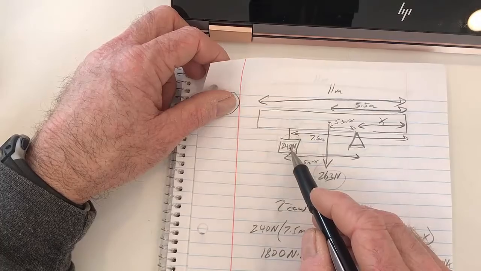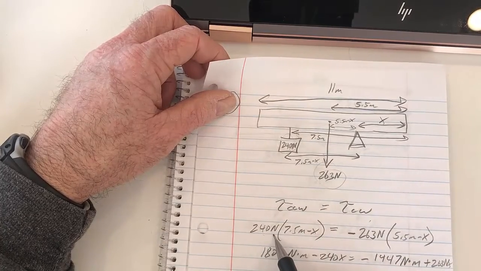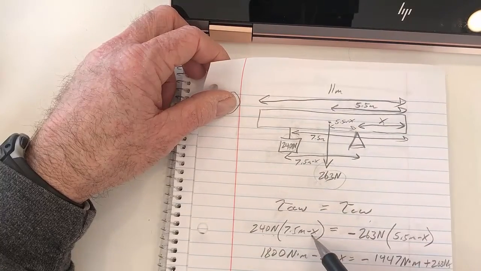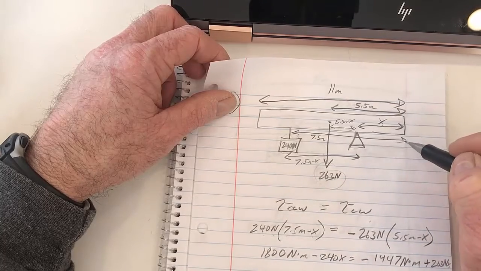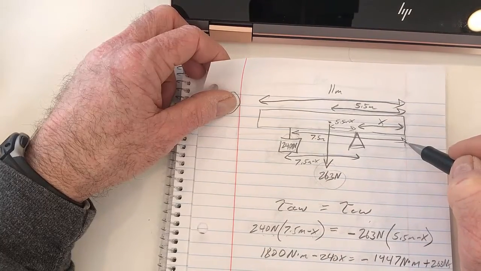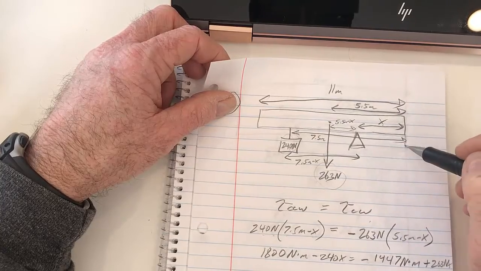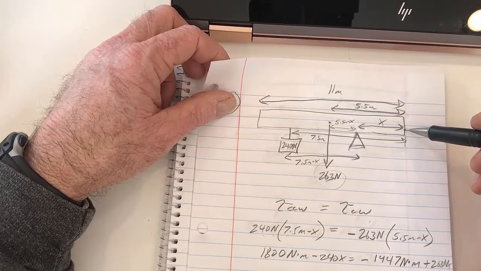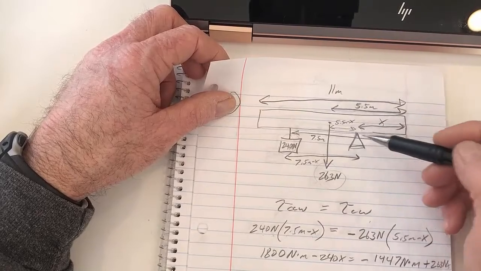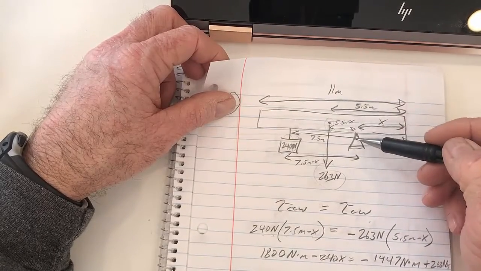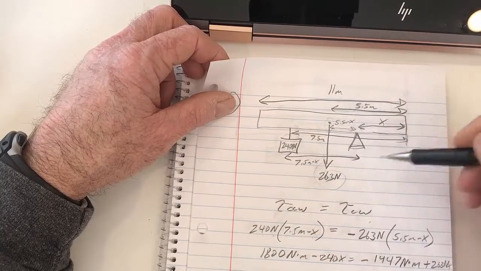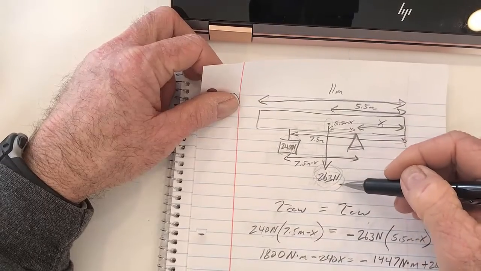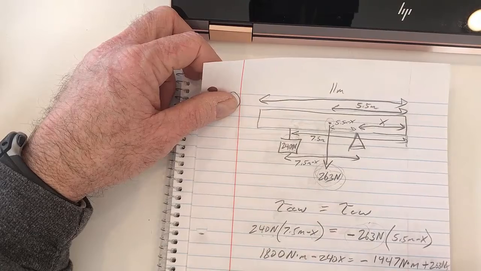So I chose this one as my counterclockwise torque, 240. And the lever arm right here, this distance, is 7.5 minus x, because 7.5 was my distance from the right to where the weight is, and x is my distance from the fulcrum to the right end of the beam. Now the other one, even though that's to the left and it's going to be making things go counterclockwise, I'm going to call it a clockwise torque. And instead of using 263 for the force, I'm going to use negative 263.